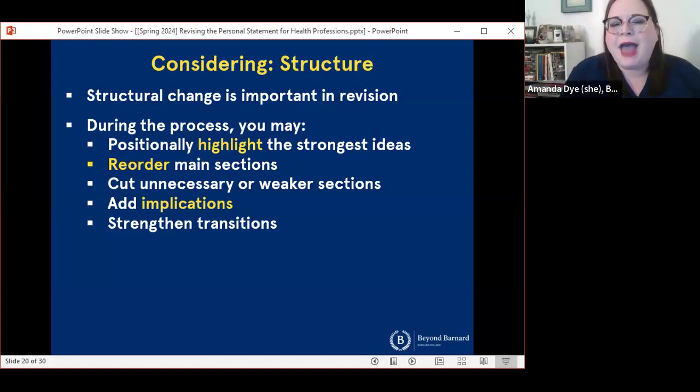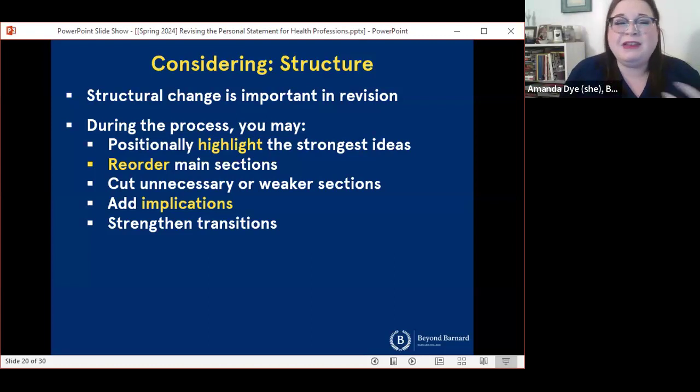And so by adding implications, I mean, you can make it more explicit for the reader why I'm telling you this, like why I want you to know about this particular thing that happened, or why I'm talking about this particular aspect of my life. You want to be able to explain that to the reader through the rest of the personal statement.